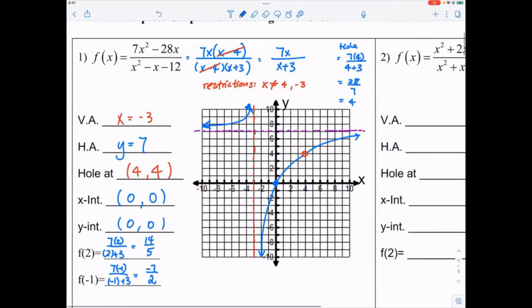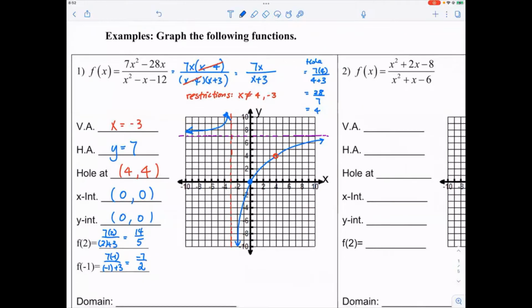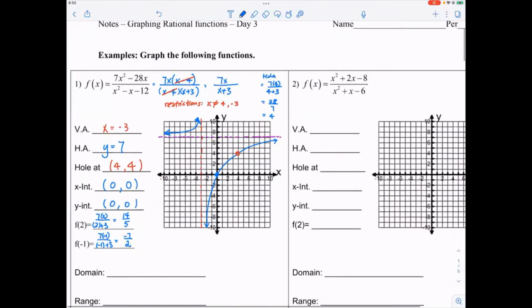Okay. So a few quick things to make sure of: whenever you see some terms being canceled out, it's going to signal that there is a hole, and for the factor that's being canceled out, you still know the restrictions. Well, then that x value is the x value of the hole. Okay, so we'll do a few more practices.